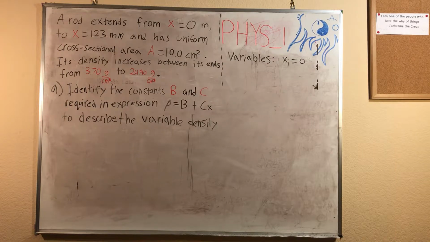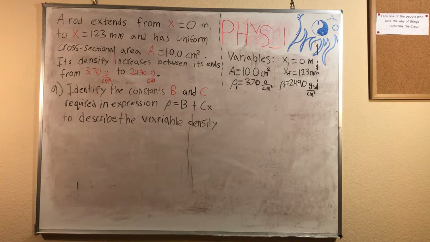The initial x value is given at 0 meters, and the final x value is given at 123 millimeters, or 12.3 centimeters, as the other variables deal with centimeters. And the area is given at 10.0 centimeters squared. The initial density, or rho, is 3.70 grams over centimeters cubed. And the final density is 24.90 grams over centimeters cubed.